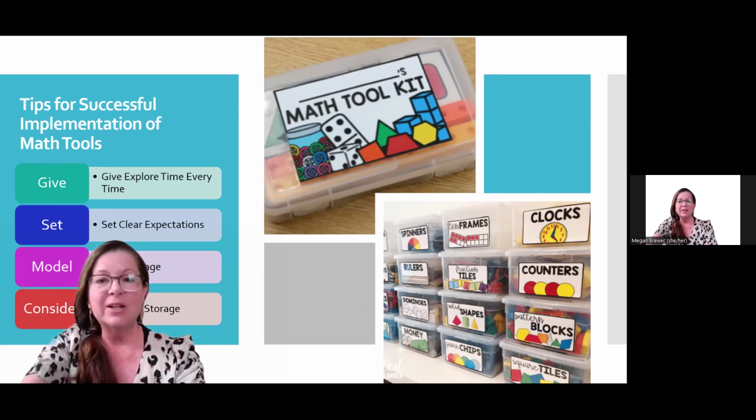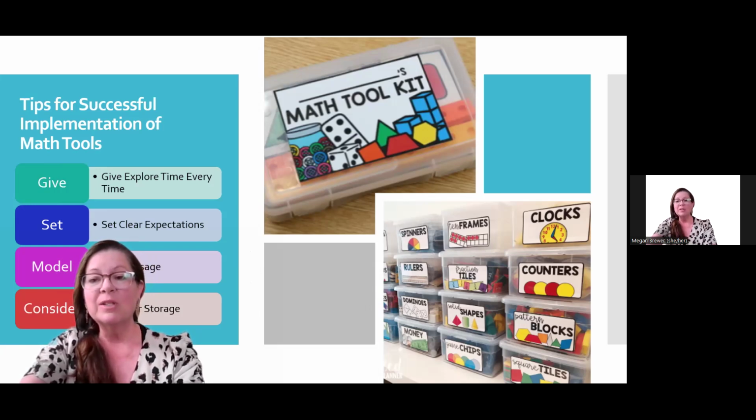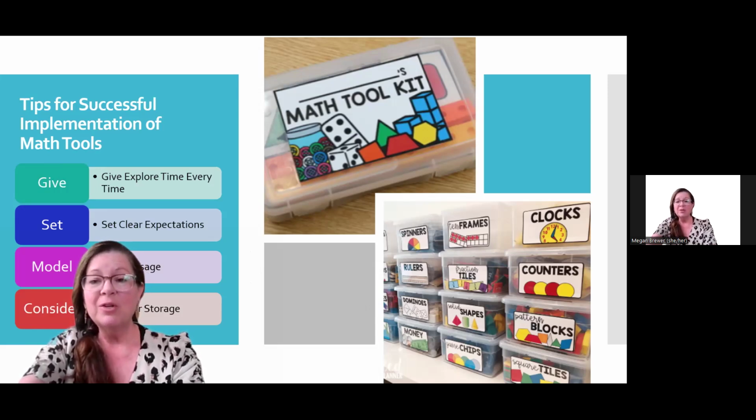Number two, set very clear expectations. Before ever passing out a math tool, share this is what it is, this is how it can be used. Most importantly, this is how it will not be used. For example, with geoboards and rubber bands that are often used, share with students, rubber bands will not go flying across the room. If they do, share the consequence that students will lose the opportunity that day to use the math tool, and they only will be able to watch others. Students do not want that. Number three, model usage. This is how we're going to use the tool today.